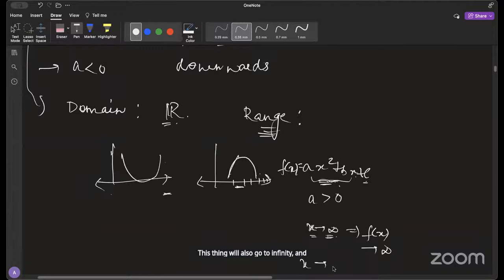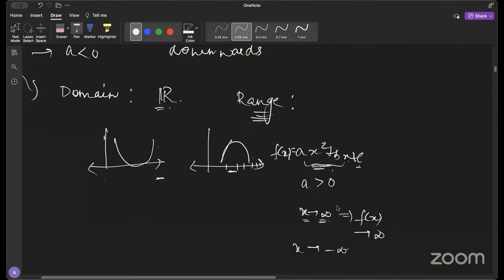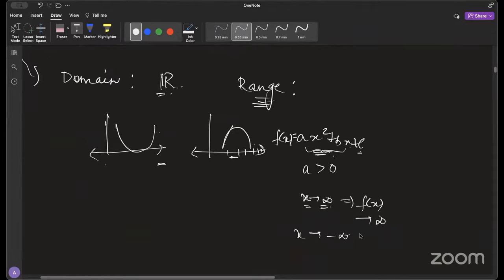And when your x goes to minus infinity, what happens then? Ma'am, can't predict. Okay, so let's just not predict from here.